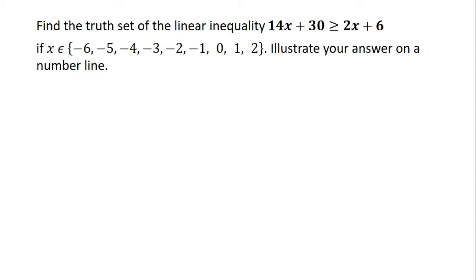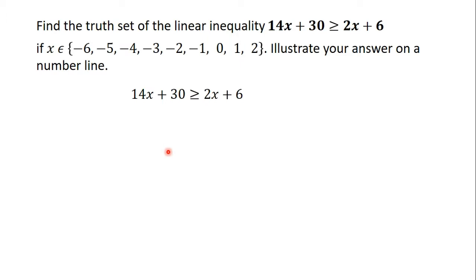So let's consider the first part. The first part says that we should solve the inequality given to us. That one we are familiar with. So let's solve the first part. We are supposed to find the truth set of the linear inequality, and that's what we are going to do. So here is the inequality: 14x plus 30 is greater than or equal to 2x plus 6.